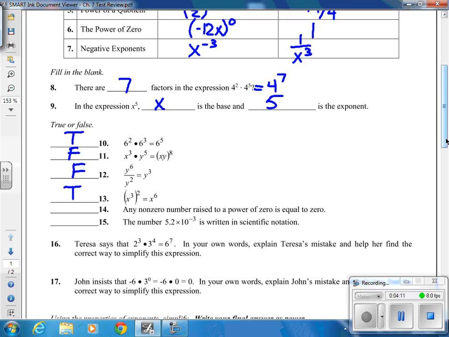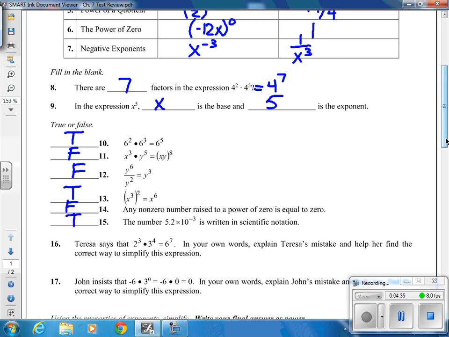For number 14, any non-zero number raised to a power of 0 is equal to 0. That is false. If it is a non-zero number raised to the power of 0, it is equal to 1. For number 15, scientific notation, that is correctly written, true or false? Well, as long as the first number, remember, has a digit between 1 and 9 in front of the decimal, and everything else looks good, and it's a power of 10, this is a true statement.